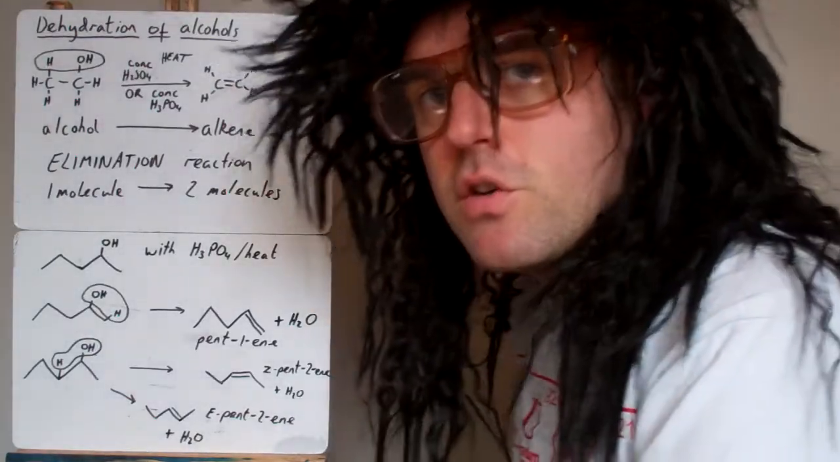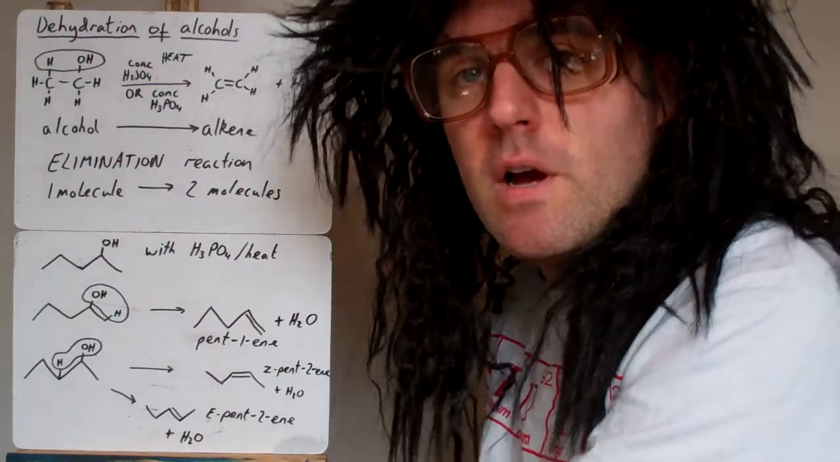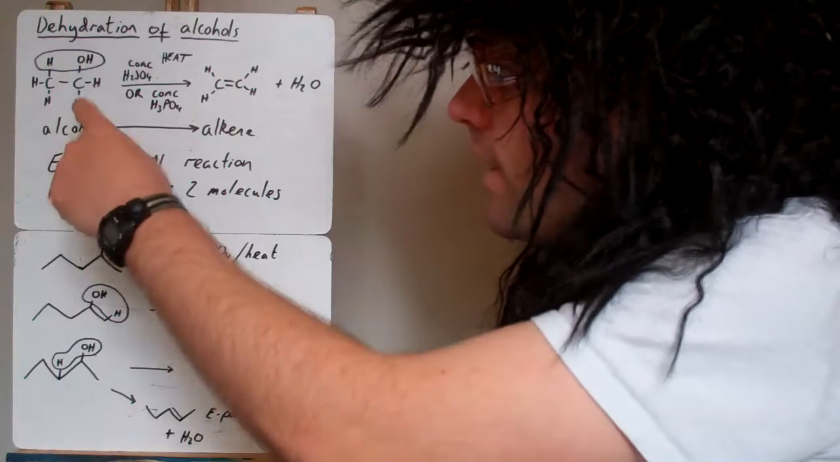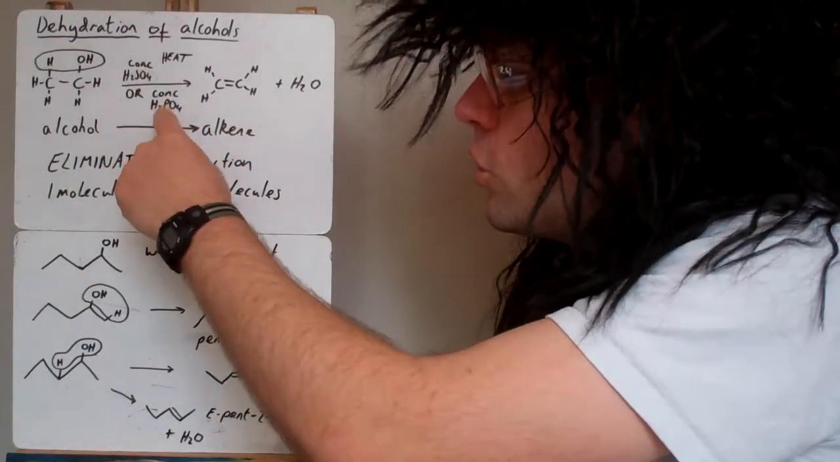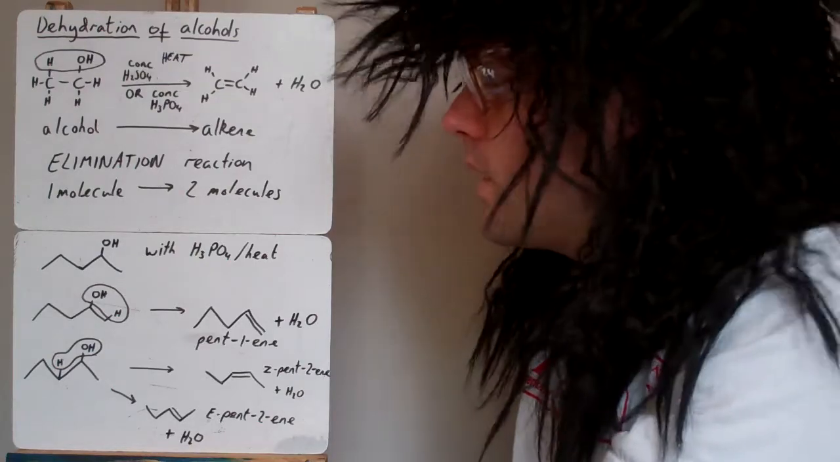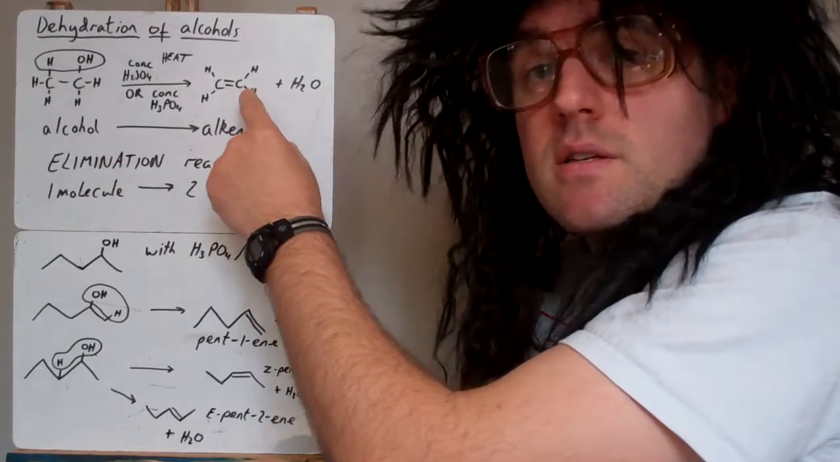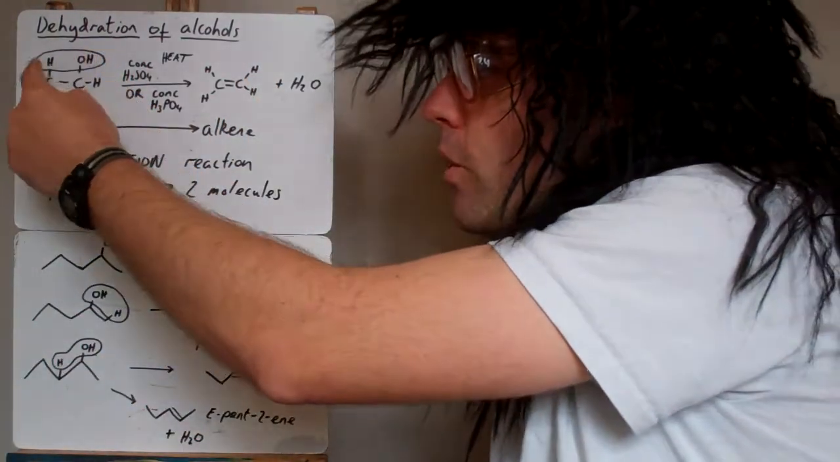Okay, dehydration of alcohols. So in dehydration of alcohols, you take an alcohol and you dehydrate it, which means you remove a molecule of water. So here we have ethanol. It can be heated with either concentrated sulfuric acid or concentrated phosphoric acid. So either acid concentrated with heat, you get the alkene, in this case it's ethene, and water. So a molecule of water is taken out.